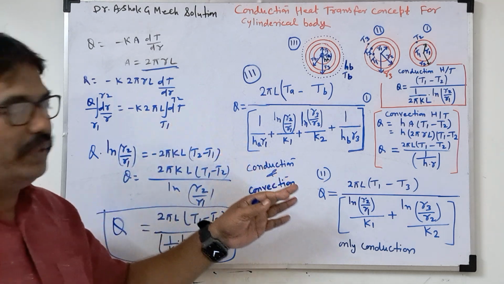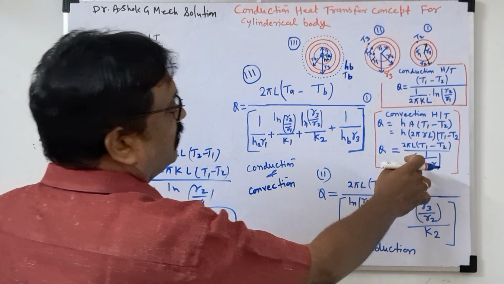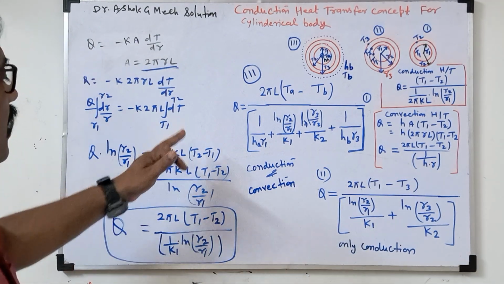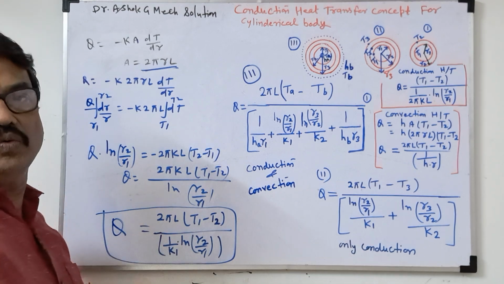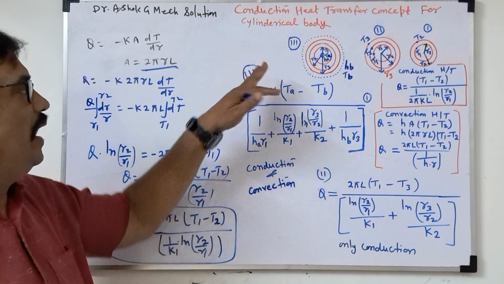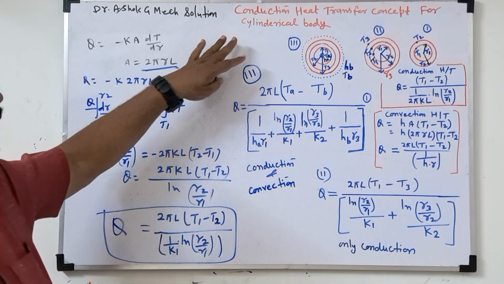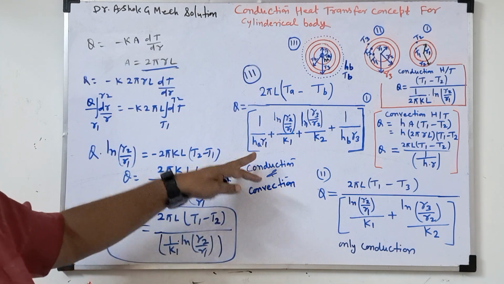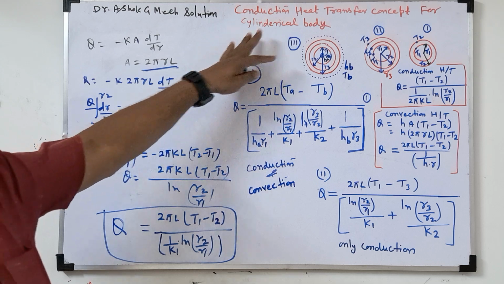Similarly, the sphere will also be there. You remember the thermal resistance for conduction, then the thermal resistance for convection, and we can solve any type of conduction problem, either plane wall, cylindrical wall or spherical wall. I gave the plane wall video separately, and this is the cylindrical body. Now one more video I will give with the trick to remember the formula for the spherical body.